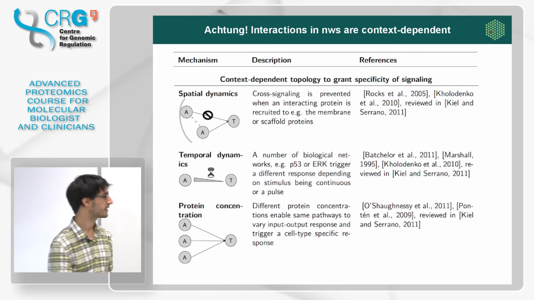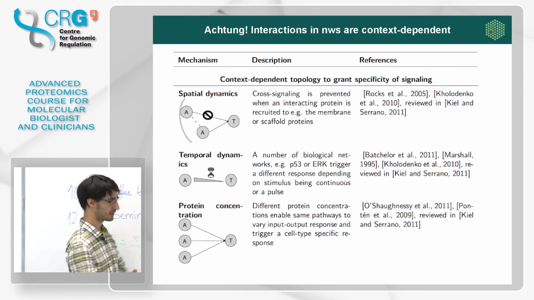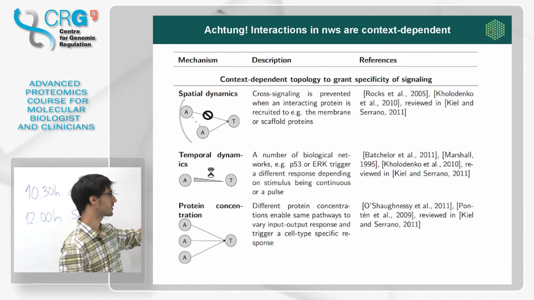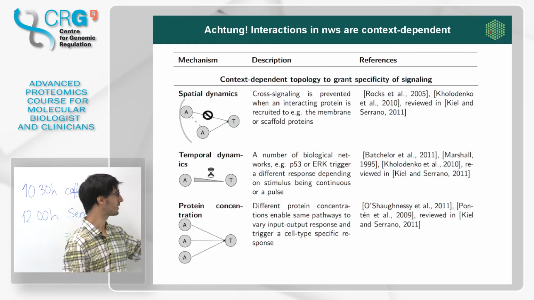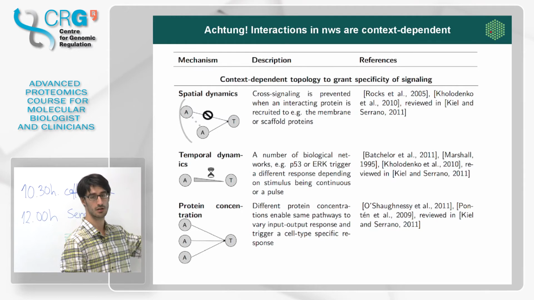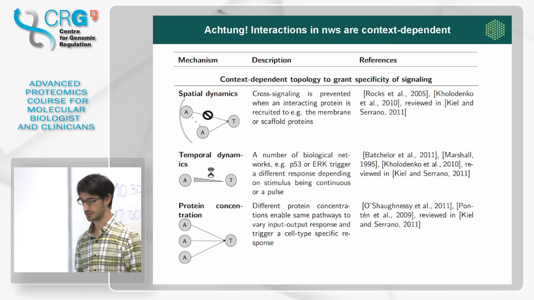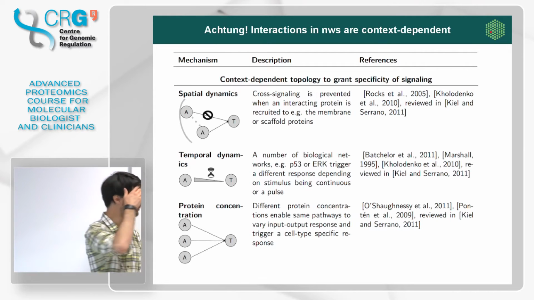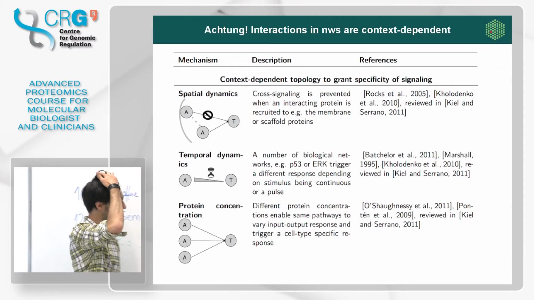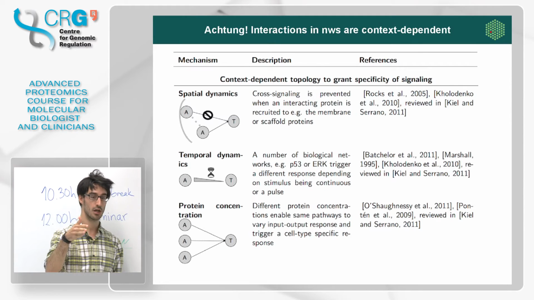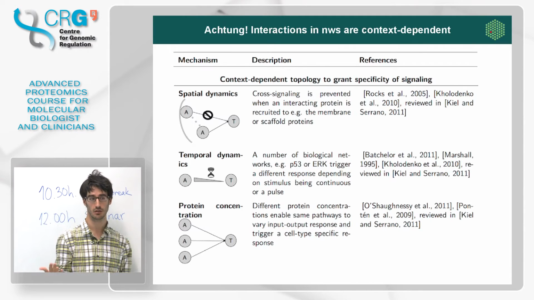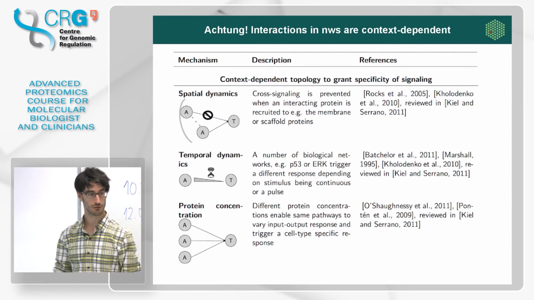Another mechanism that could lead to this, let's say, misunderstanding could be spatial dynamics. So think, for example, of proteins that only interact with their targets when they are in the cytosol and not in the membrane. So that's also an interaction that you have to be careful about. Temporal dynamics, same thing. So some interactions only happen depending on whether the stimulation is transient or permanent. And the same goes for protein concentration.